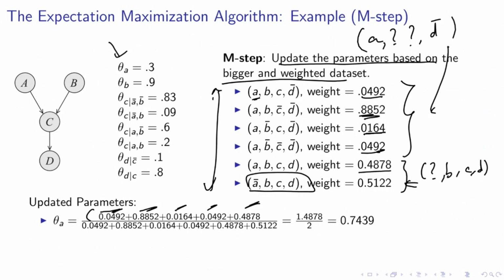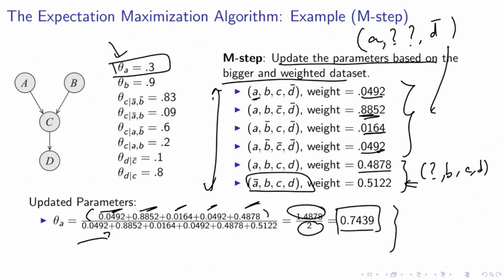So the numerator is the sum over the weights of all points where A is true, and the denominator is where the sum is computed over all points in the model. So that gives us 1.4878 divided by 2, and so the updated value of theta A will be 0.7439. If you remember, we started with a model that had theta A equals 0.3, and now we will get theta A equals 0.7439 after the M step is complete. So after the M step is complete, we will get a set of updated parameters.